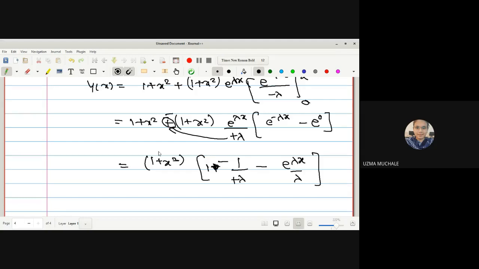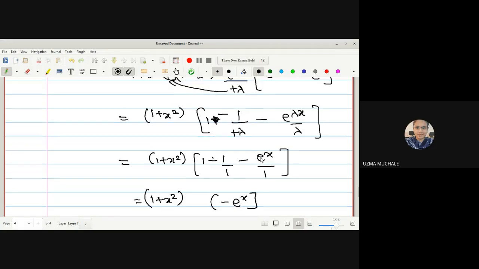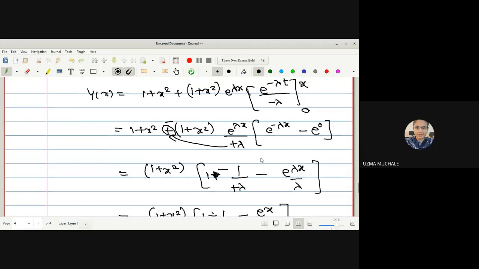Okay, what is the value of lambda in this example? It is 1. Right. So initially we have written by comparing with equation 1. So let me put the value of lambda as 1. So 1 plus x square, 1 minus 1 is 0. So we will get it is minus e raised to x. And this is what the required solution of our equation.